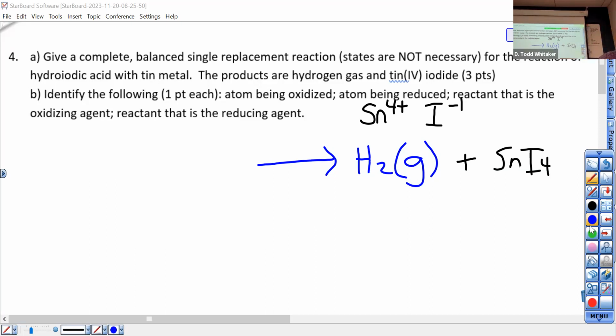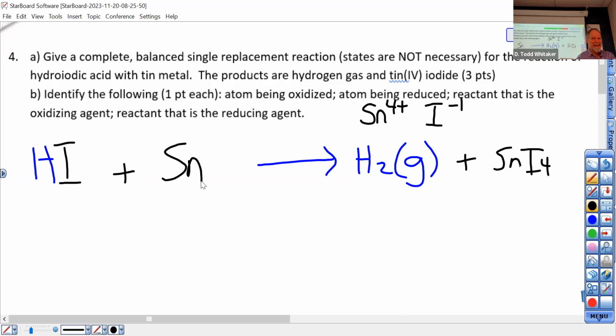HI. Don't give me a state. I don't need it. Plus just good old Sn. It's going to be some kind of element there. Please don't put a charge on it. No charge. It's an element, right?